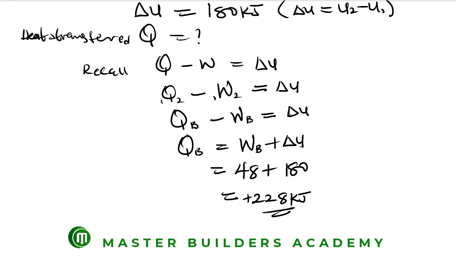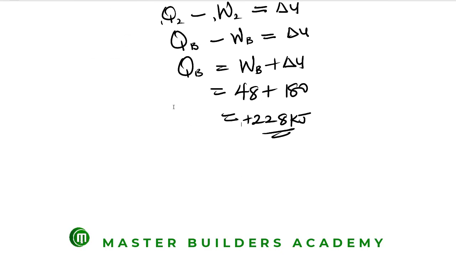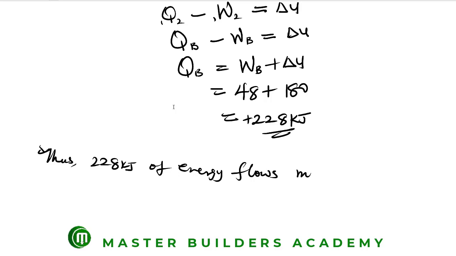Because this is plus now, the energy flows into the system from the surrounding. As you can see, because the value is positive, you can just say thus 228 kilojoule of energy flows into the system from the surrounding.